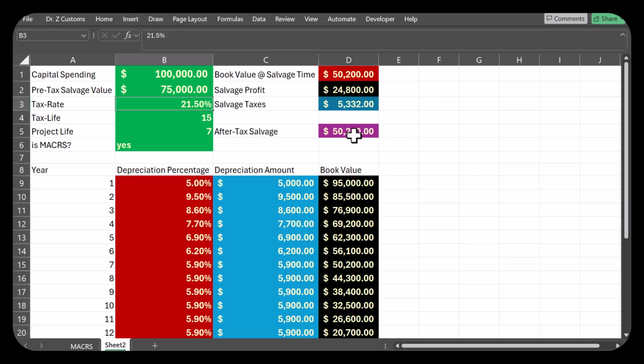Oh, maybe. That should not have happened. This should have changed. Hmm. Pre-tax salvage value minus salvage taxes. Okay. I was referring to the wrong cell.